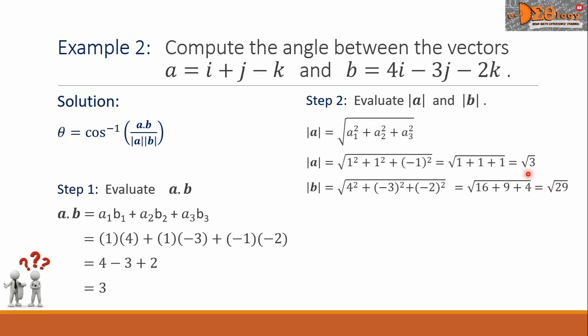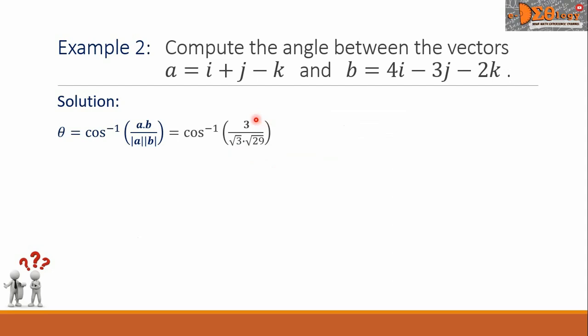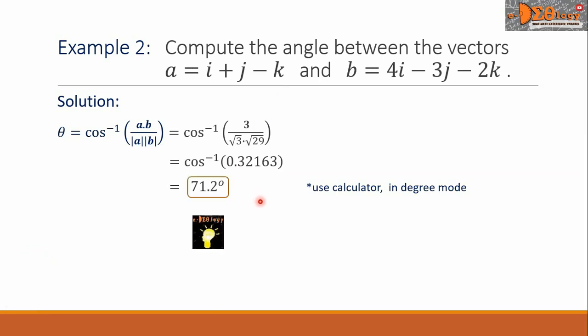Now let us substitute the corresponding values in our formula in here. So we have the inverse cosine of the numerator 3, all over the denominator, the product of square root of 3 times square root of 29. Now let us simplify this fraction into decimal and we have 0.32163. Let us use our calculator in degree mode to get the angle. And the angle now is 71.2 degrees. This is the final answer.